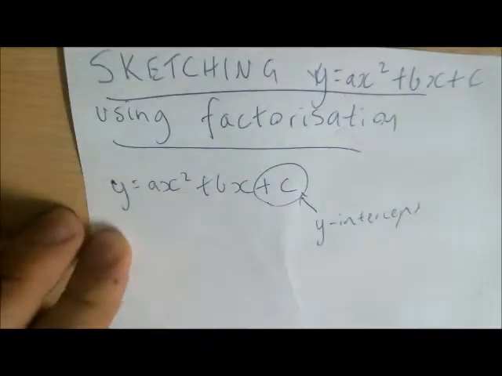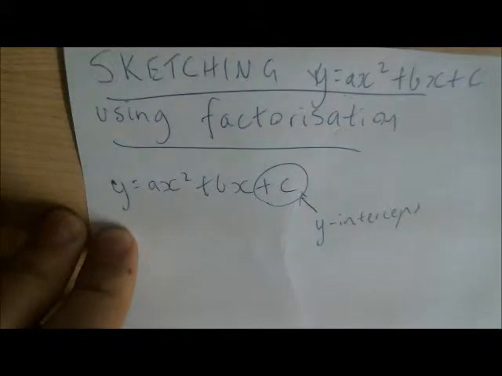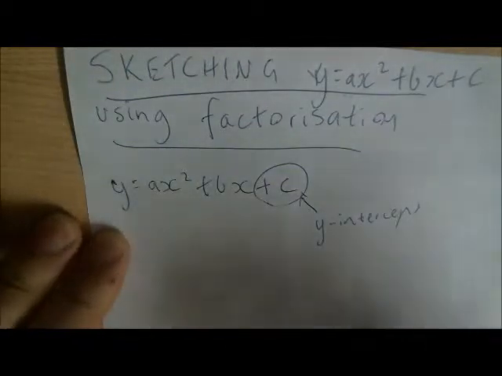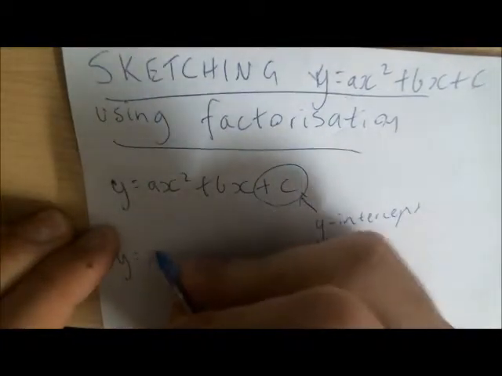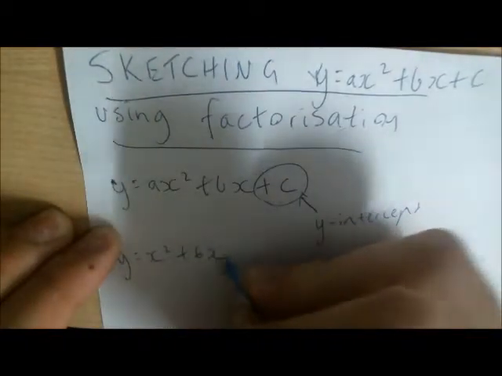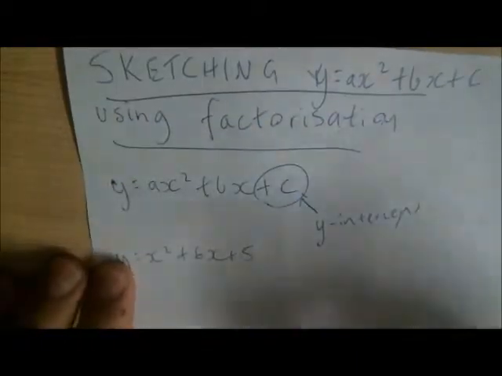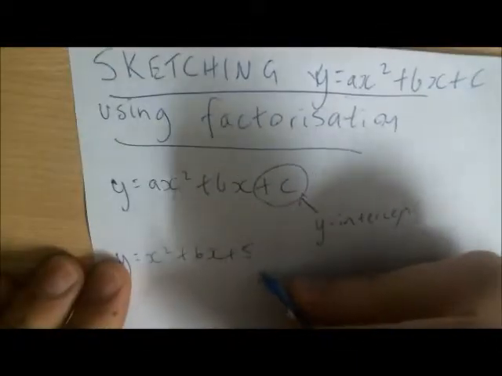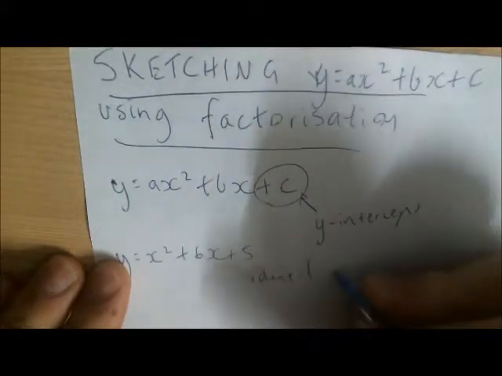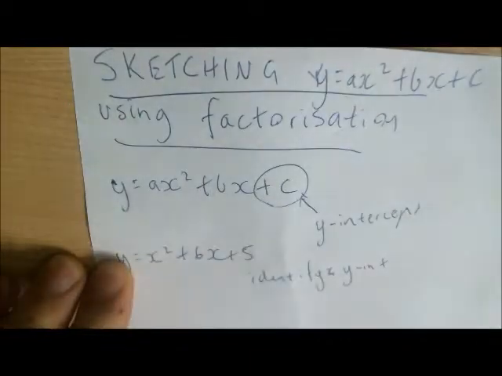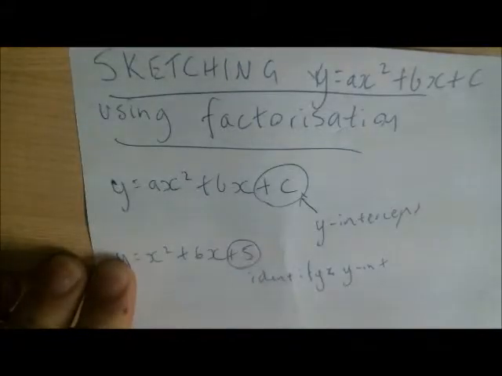Now, we'll start with a reasonably simple one. Y equals x squared plus 6x plus 5. Alright, so my first step is to identify the y-intercept, y-int. As we can see, this is plus 5, which means the graph will pass through the y-axis at 5.